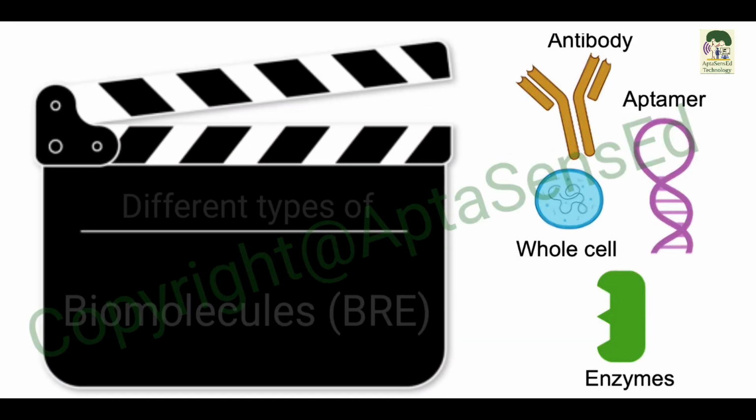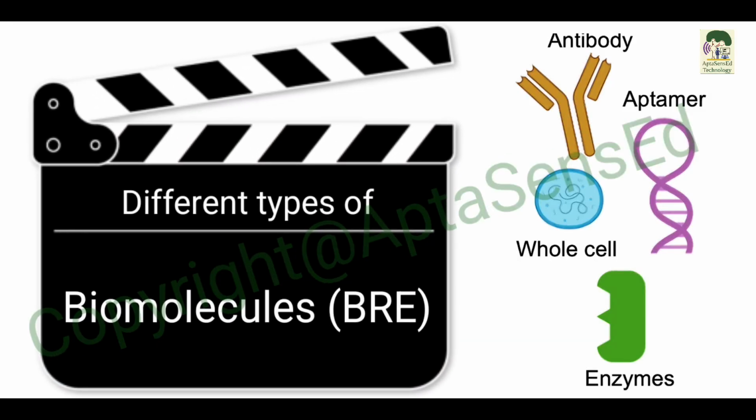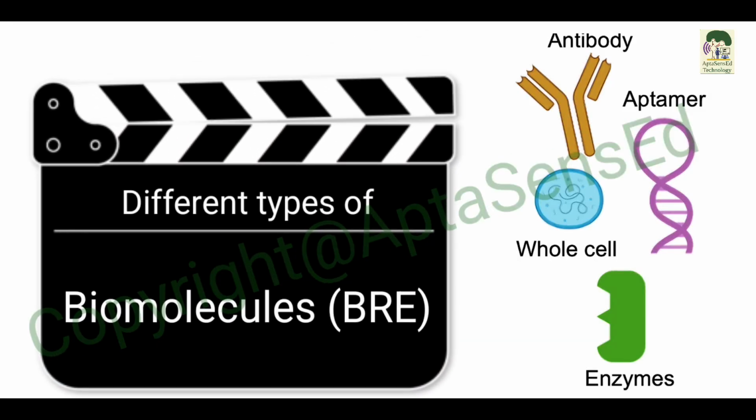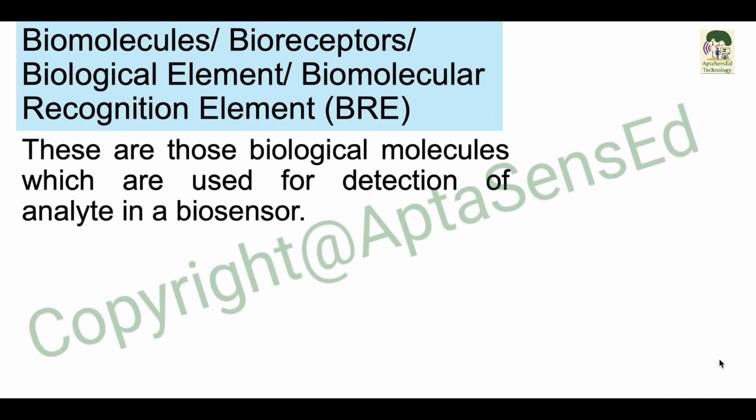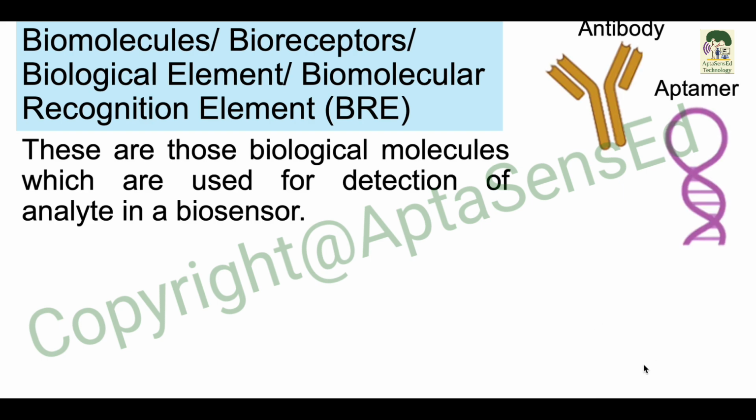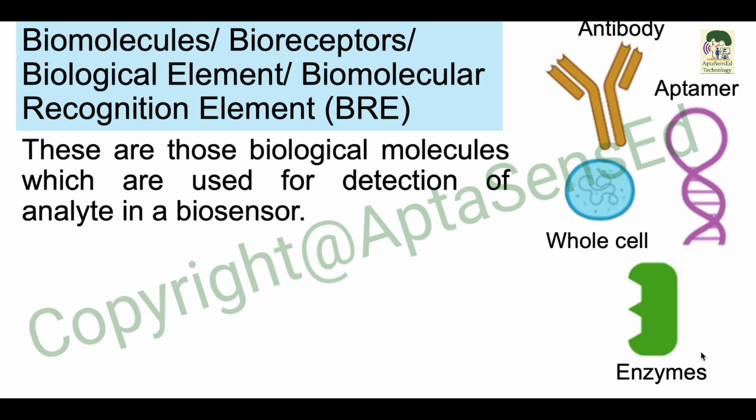Do you know how many types of biomolecules can be used in a biosensor for sensing of a target? Let's discuss that. These are the biological molecules which are used for detection of analyte in a biosensor. They can be an antibody, an aptamer, a whole cell, an enzyme, a single stranded DNA, etc.